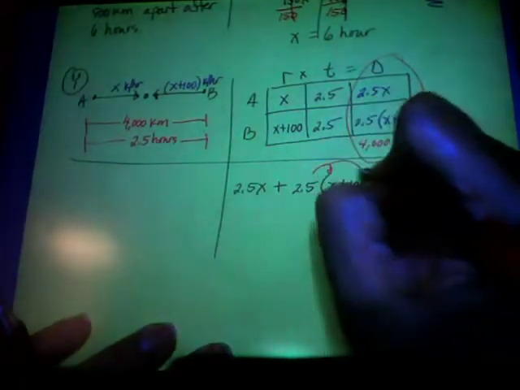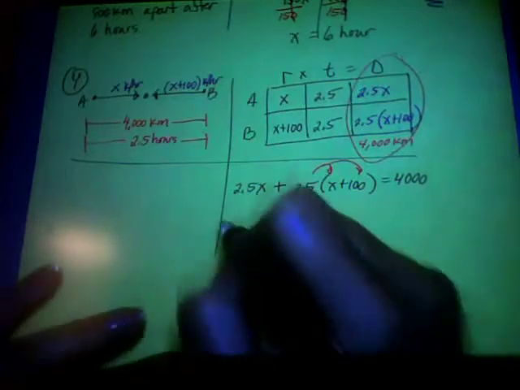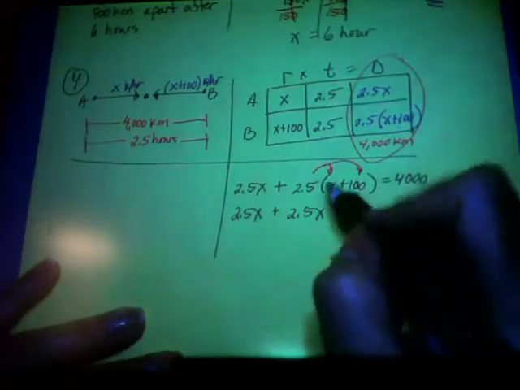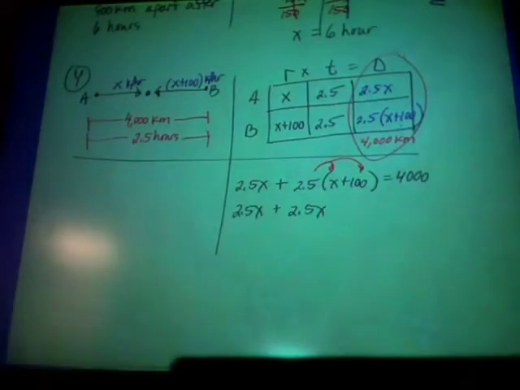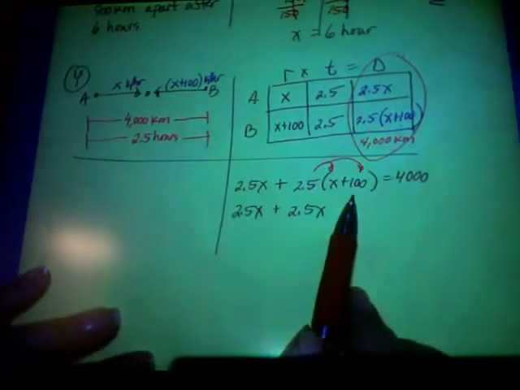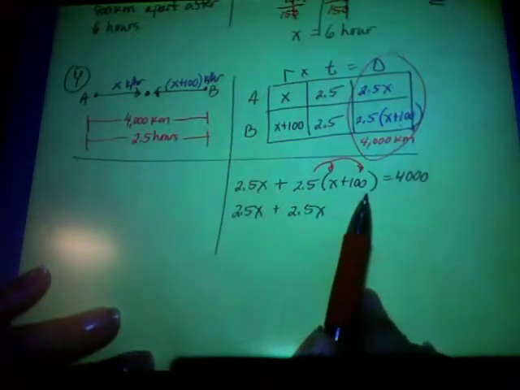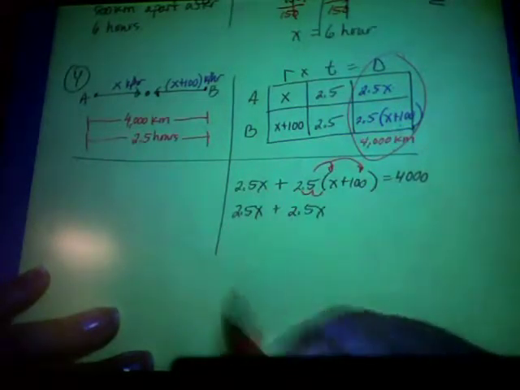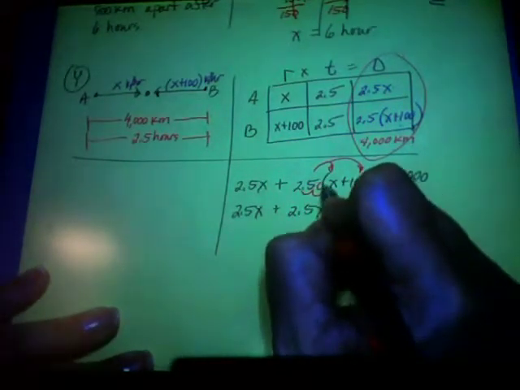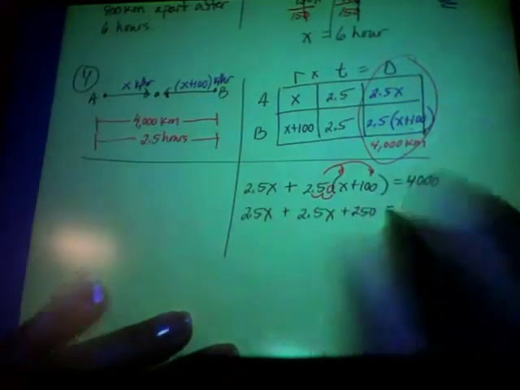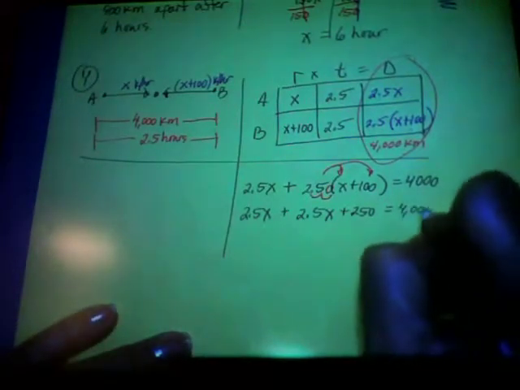Yep, distribute first. So now we're not talking about the store anymore, we're just doing the algebra. So 2.5 times x is 2.5x. 2.5 times 100, how do I do that easily in my head? Okay, so 100 has how many zeros attached to it? 2. So that means I'm going to move this decimal place 2 places to the right because I'm making it bigger because I'm multiplying by 100. I don't have enough places to move it, so I add on a 0. Doesn't it become 250? If you don't believe me, you can do it out longhand. Equals 4,000. Now what do I do?